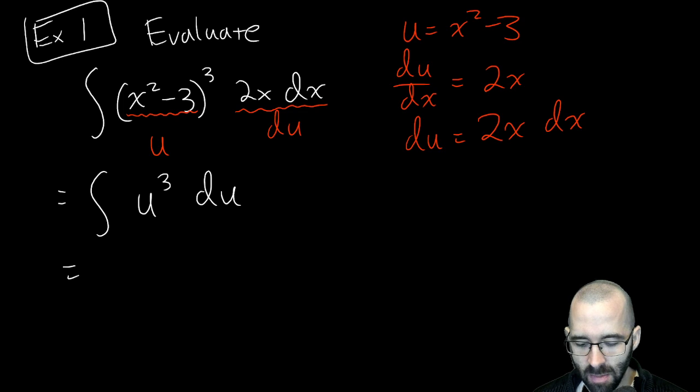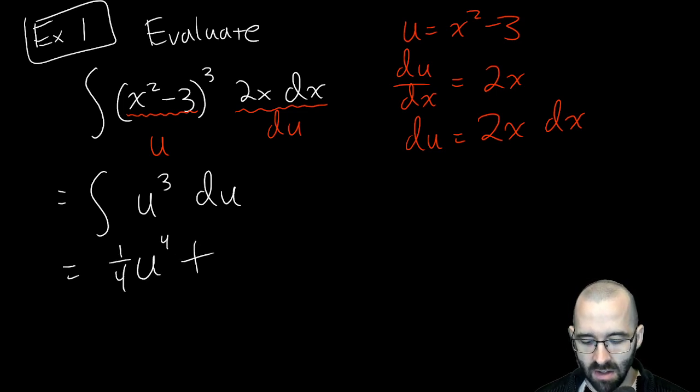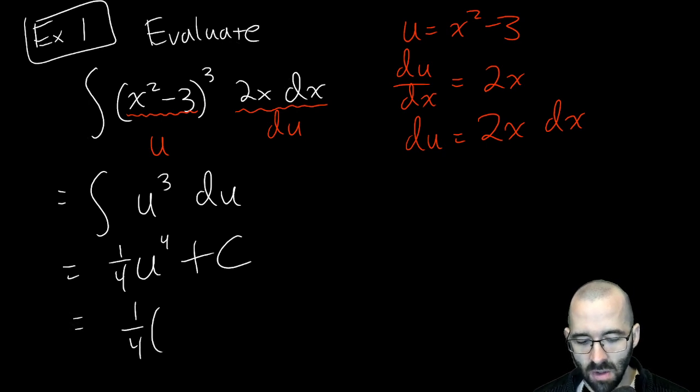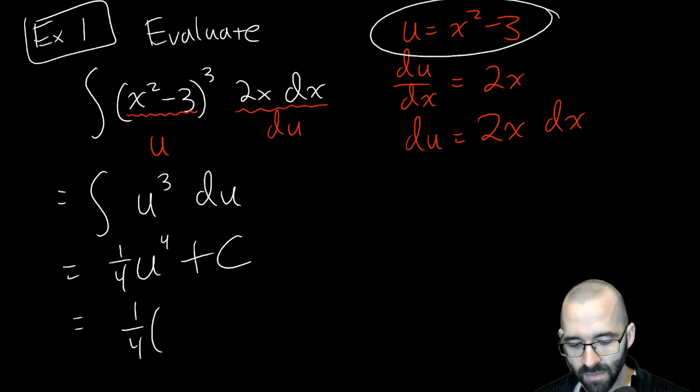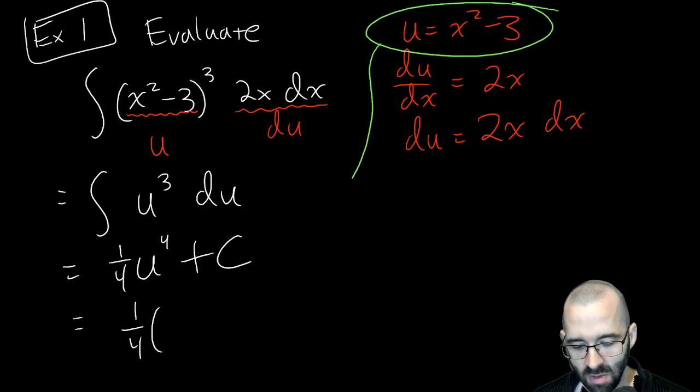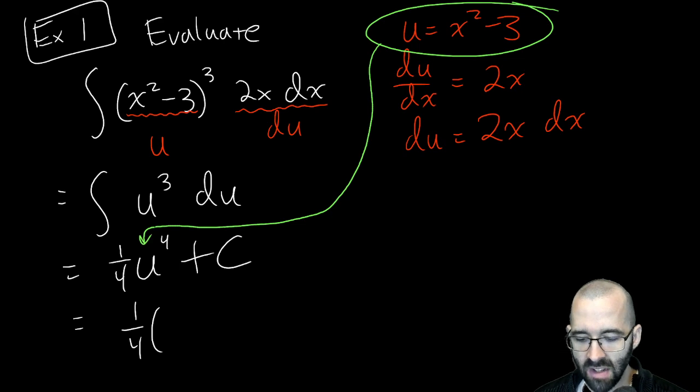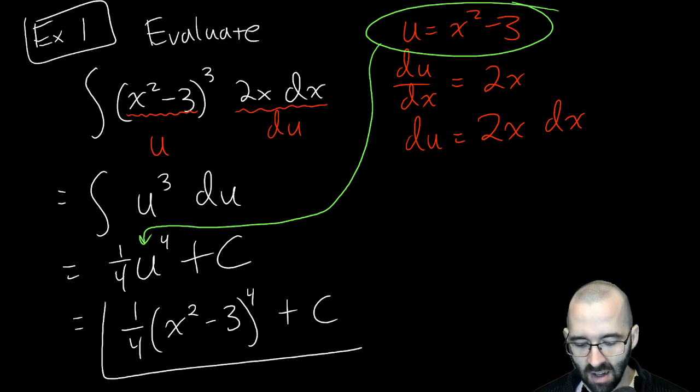So now we can integrate with the power rule. Add a power and divide by that power. But we're not done. If the problem gives us x's, let's answer with x's. So what is u? Actually, yeah, I will write this down. What is u? Well, u is x cubed minus 3. So this becomes x squared minus 3 to the 4th power plus c as our final answer.